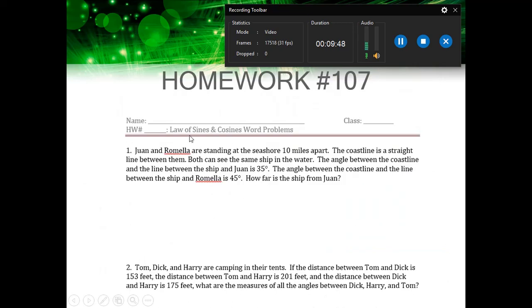This is homework number 107. It does say law of sines and cosines word problems at the top.